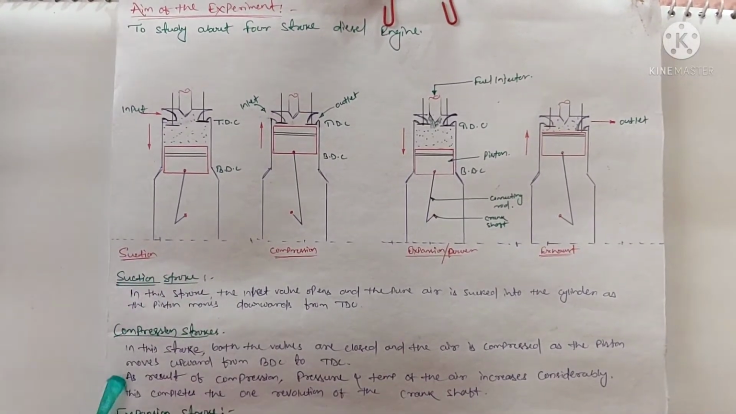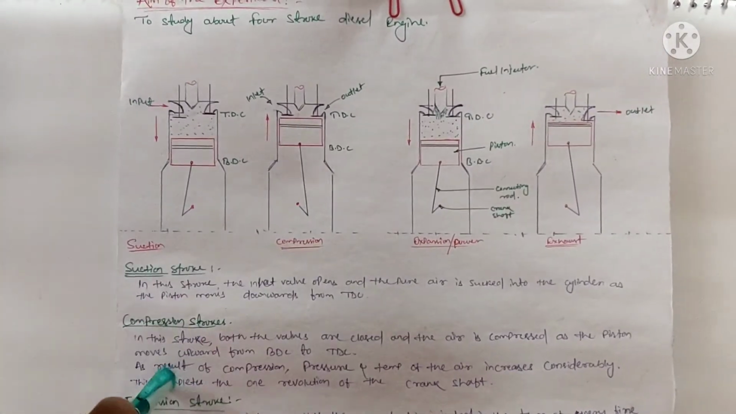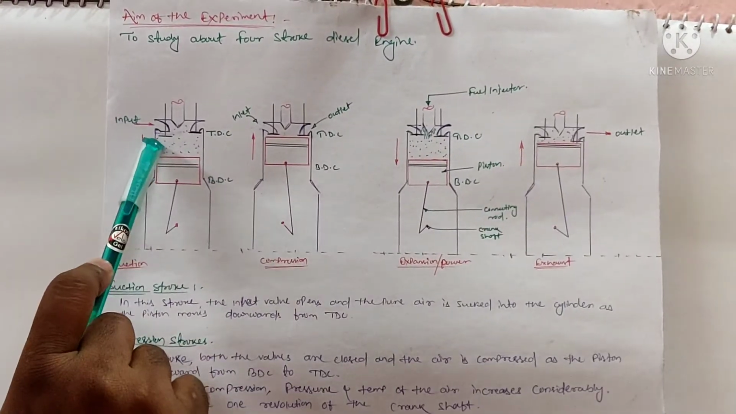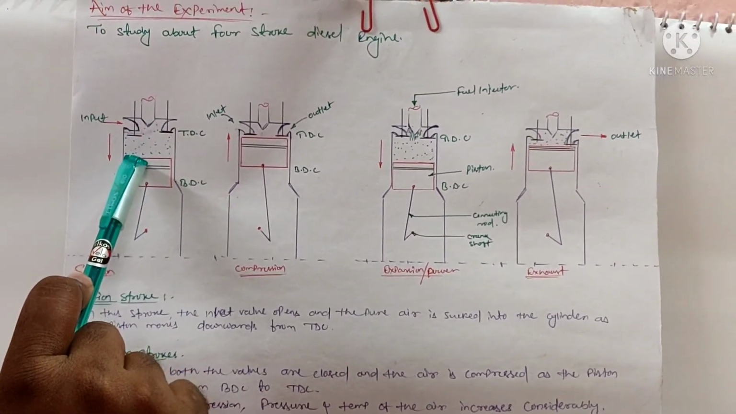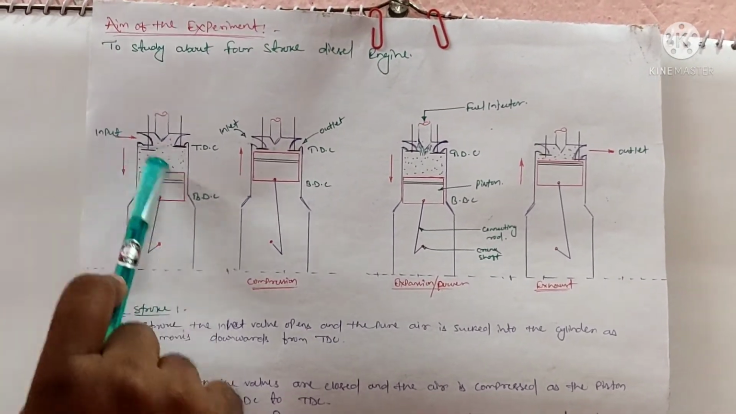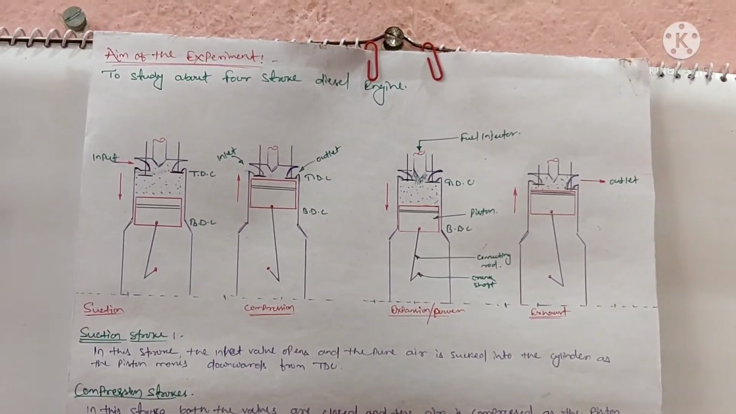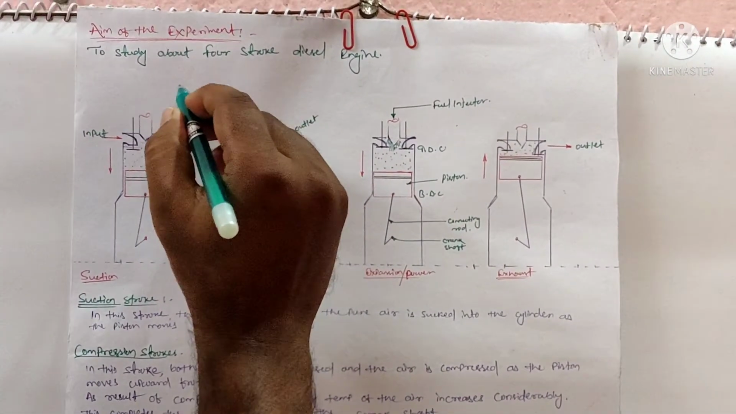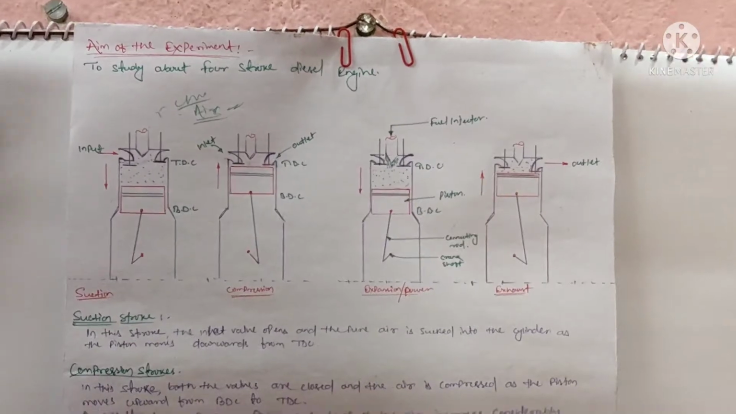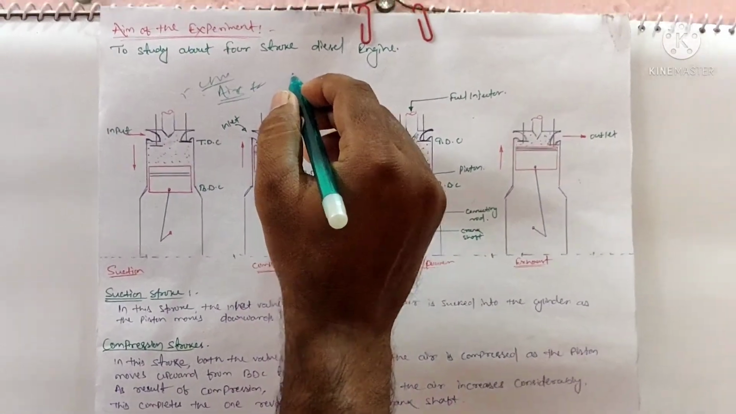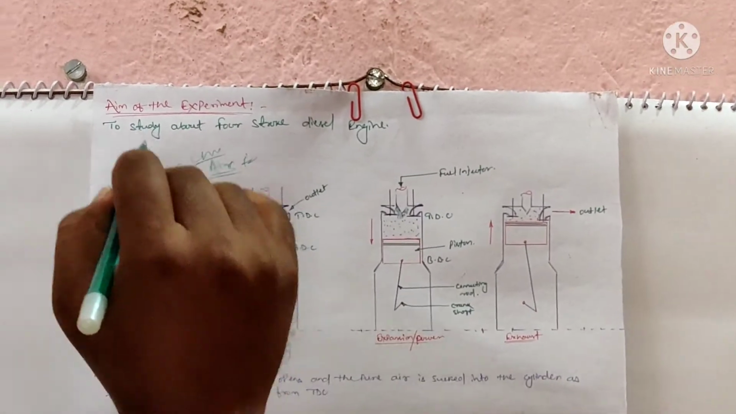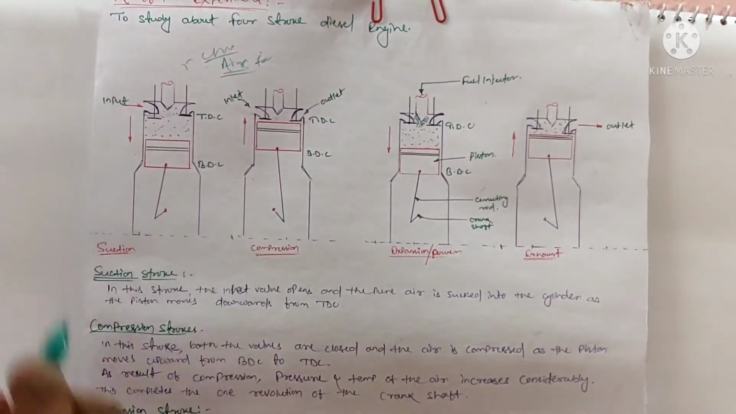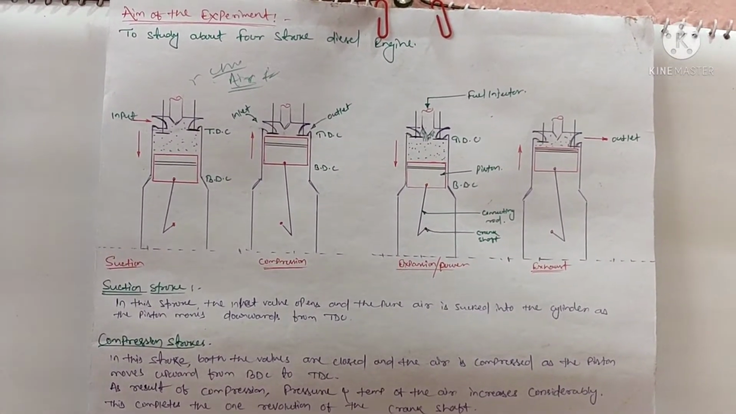First procedure, suction stroke or suction process. During this process, your inlet valve opens. Here it is your inlet valve. In this process, the inlet valve is open because of the fresh charge. Here charge is only air, fresh air. But in a petrol engine, it is air plus fuel. Here in the diesel engine, only fresh air comes inside the engine cylinder during the suction stroke.